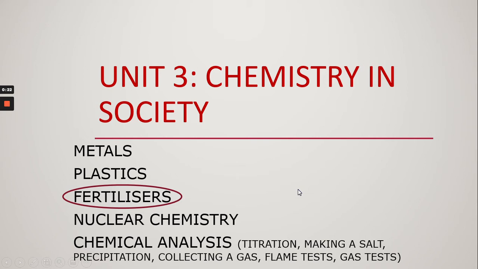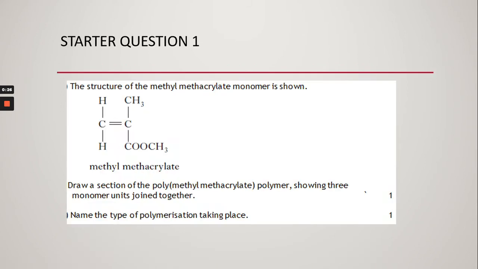We're going to begin with a couple of starter questions to recap the plastics topic. Okay, so first one, the structure of the methyl methacrylate monomer is shown. You have to draw a section of the polymethyl methacrylate polymer showing 3 monomer units joined together, and you also have to name the type of polymerization taking place. So pause the video now and make sure you attempt that question.